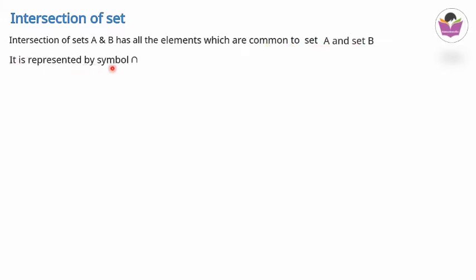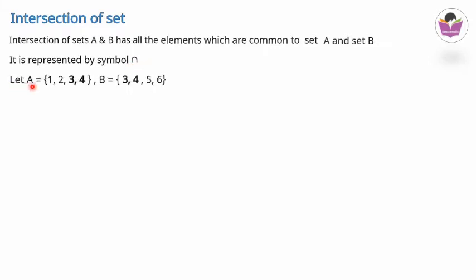It is represented by this symbol. So it is just the opposite of union. Union means we go with the U symbol, and when you reverse it, you will get the intersection symbol. Please don't forget the symbols.